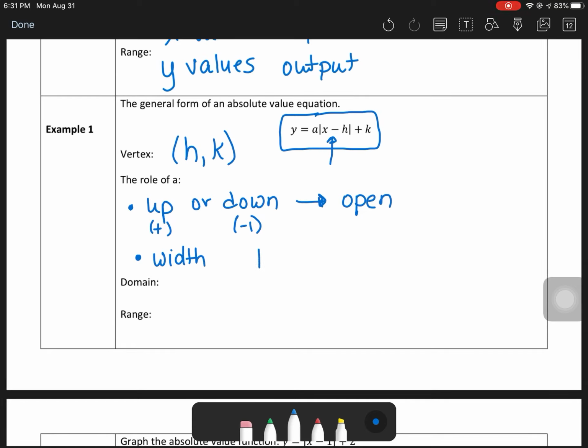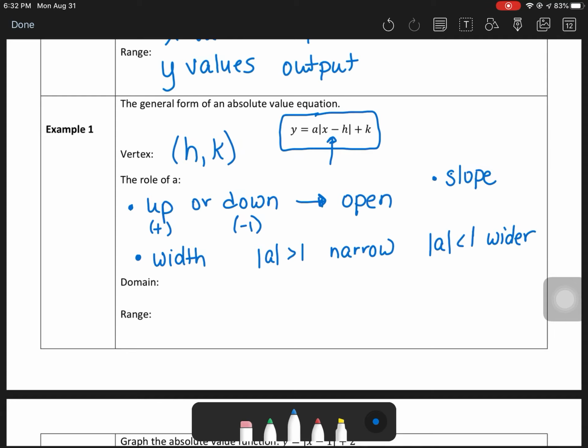So if the absolute value of a is greater than 1, it's going to become more narrow. The bigger the number, the narrower it gets. And it doesn't matter if that's up or down. If the absolute value of a is less than 1, it's going to be wider. The a value in this case is also the slope of the function. We'll take a look at that in a minute.